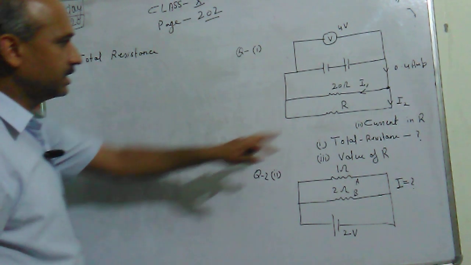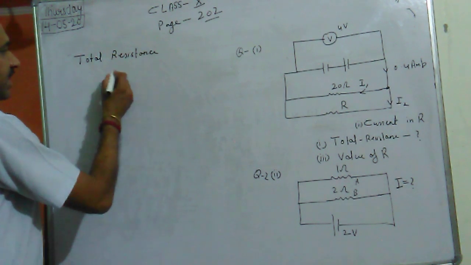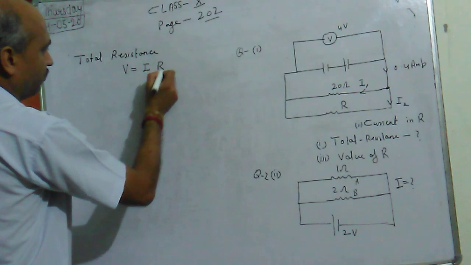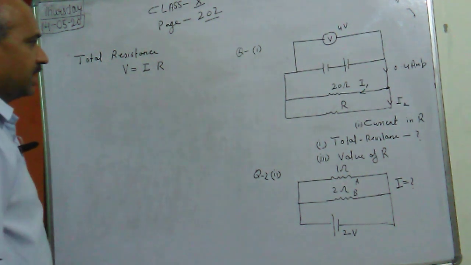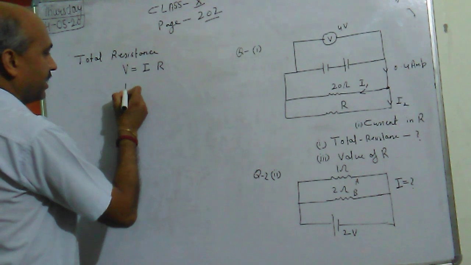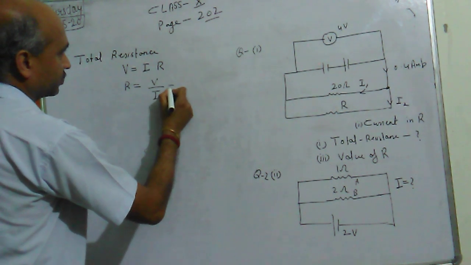Now coming to the total resistance, the internal resistance of this battery is 0. So no problem, we are having a simple formula. V equals IR. V is given to us and the value of I is given to us. The total current is given to us. So the value of R will be how much? V upon I, we can say. So V is how much?